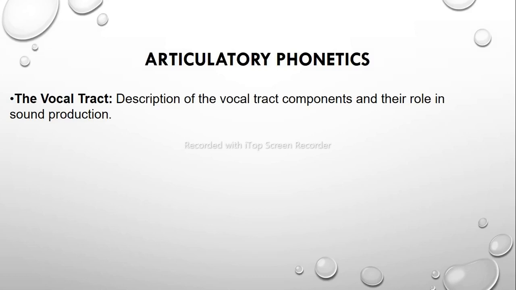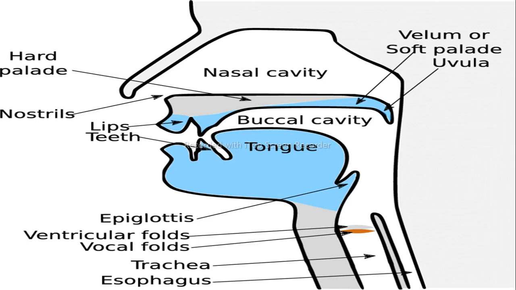The vocal tract includes several important parts that work together to produce the sounds of language. The vocal tract is divided into three main areas: the nasal cavity, the oral cavity, and the pharyngeal cavity. Let's take a closer look at each part. Nasal cavity, located above the oral cavity. The nasal cavity is involved in producing nasal sounds like m, n, and ng. When the velum is lowered, air passes through the nasal cavity, creating these sounds.